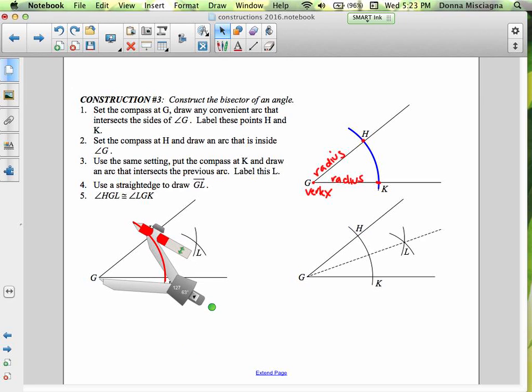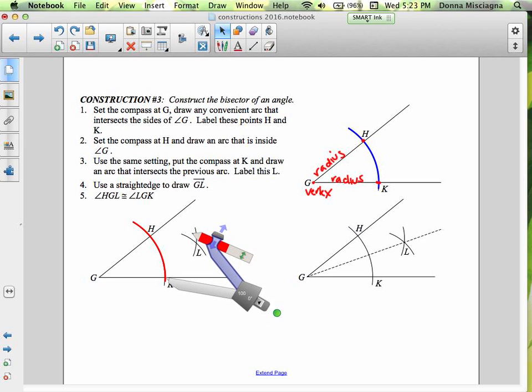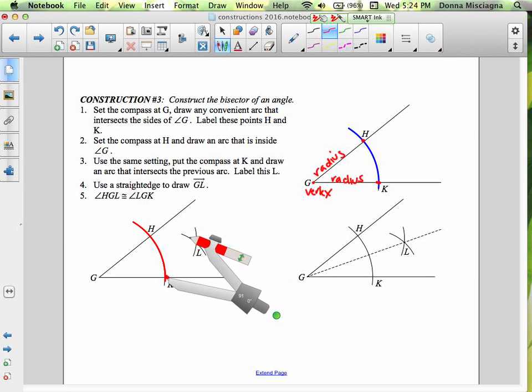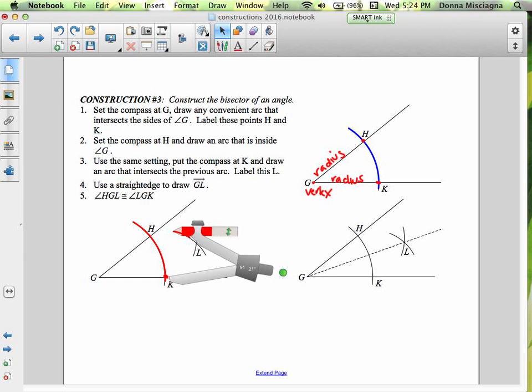All right, so there's the same step we just did. Our next step, we're going to open up the compass, and you want it to be more than halfway. That's because if you make it too small, they won't intersect. All right, that'll be fine. And you're going to put the point of the compass right there, where the arc during the first step intersected the angle, and you're going to make another arc.